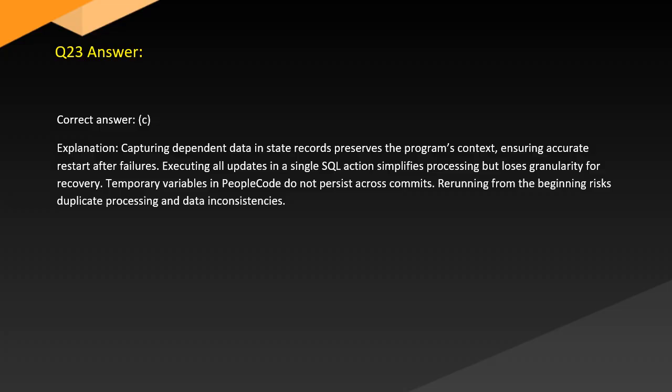Capturing dependent data in state records preserves the program's context, ensuring accurate restart after failures. Executing all updates in a single SQL action simplifies processing but loses granularity for recovery. Temporary variables in PeopleCode do not persist across commits. Running from the beginning risks duplicate processing and data inconsistencies.